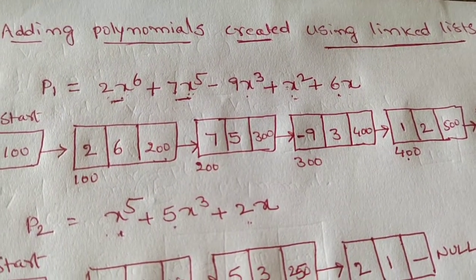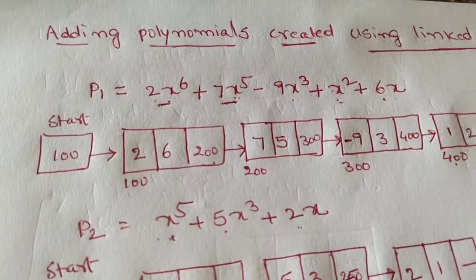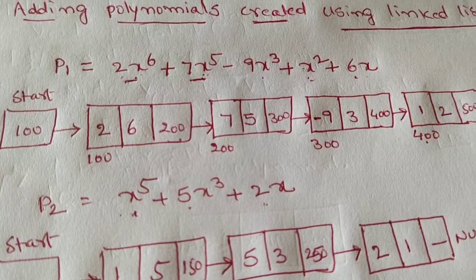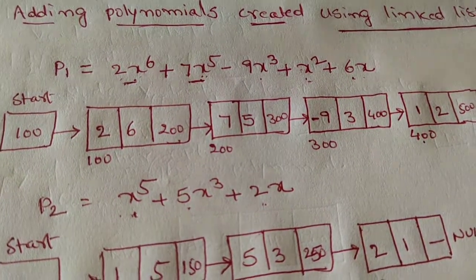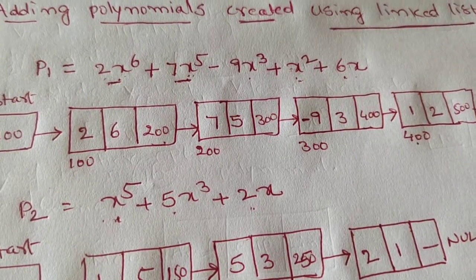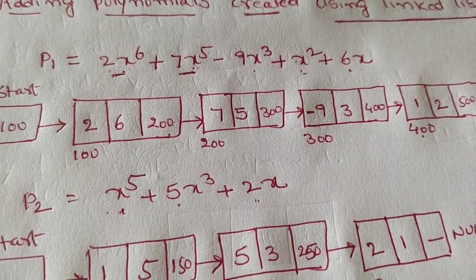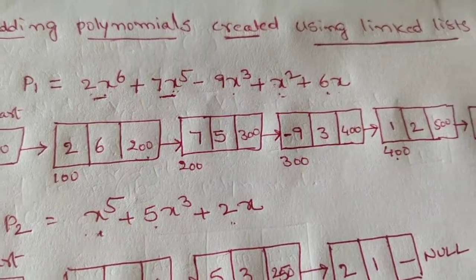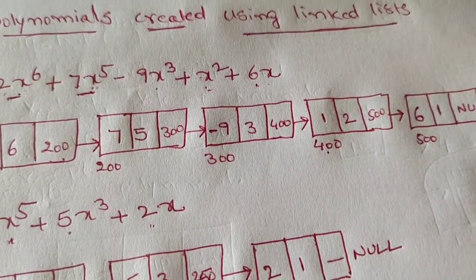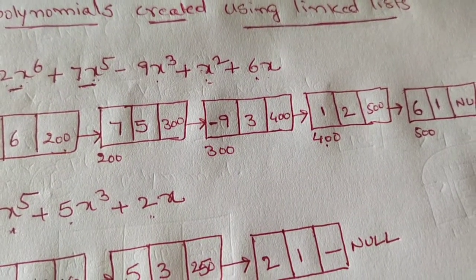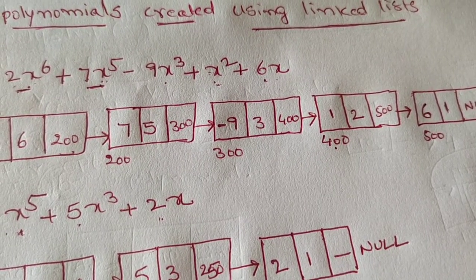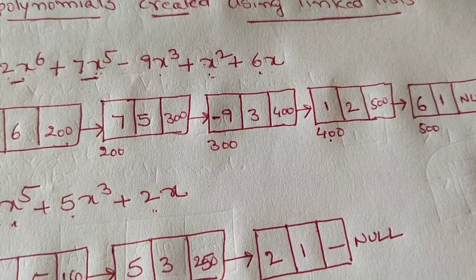I am considering the first node address is 100 which is stored in the starting node. The second node address is 200 which is stored in the first node link part, and the second node has the coefficient value 7, exponent value 5, and its link part has the third node address value 300. The third node has the coefficient value minus 9 and exponent value 3, and the link part has the fourth node address, that is 400.